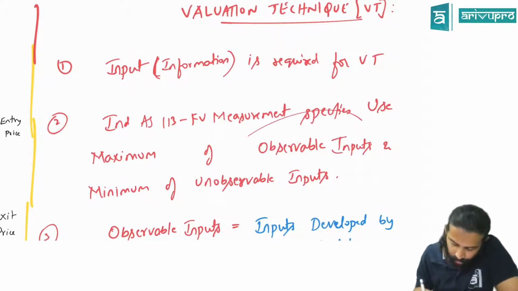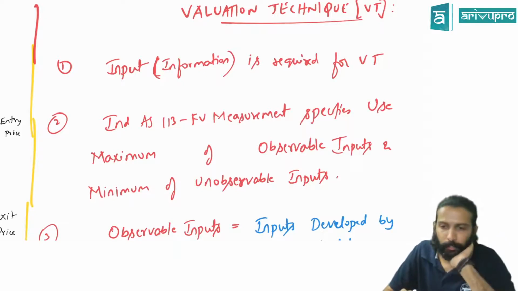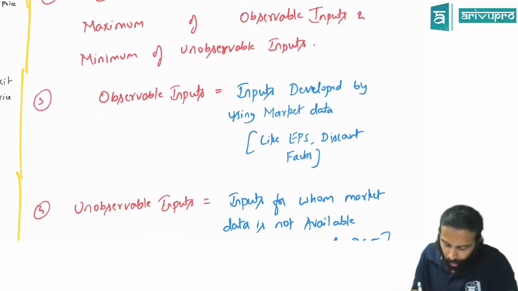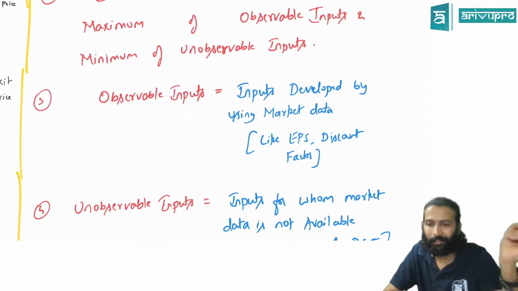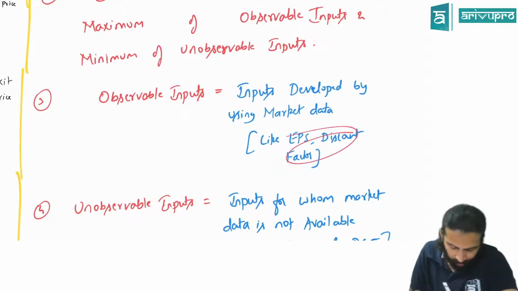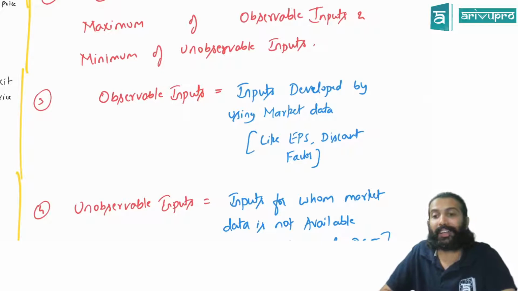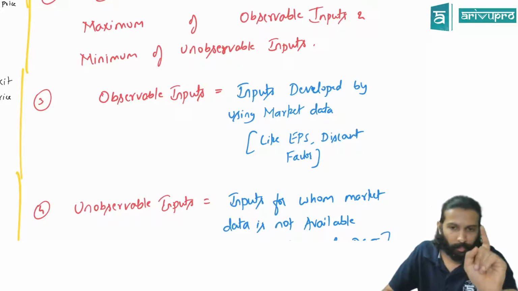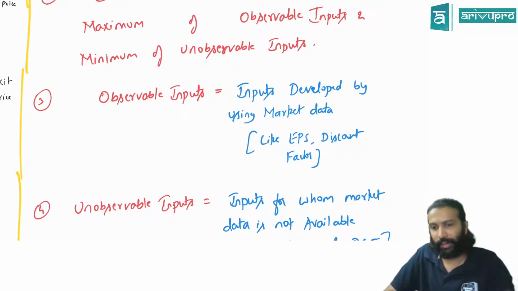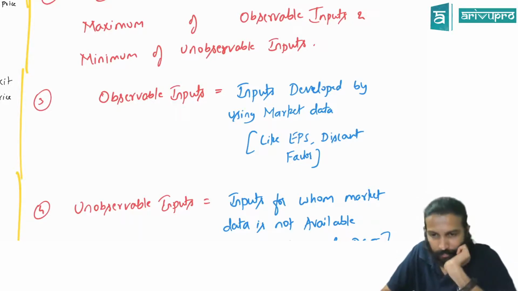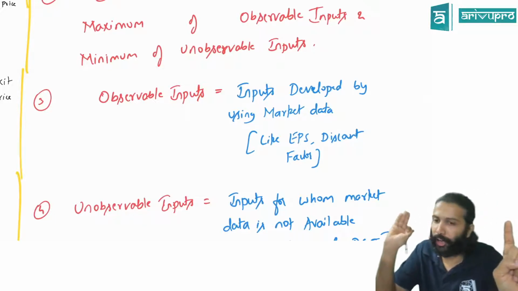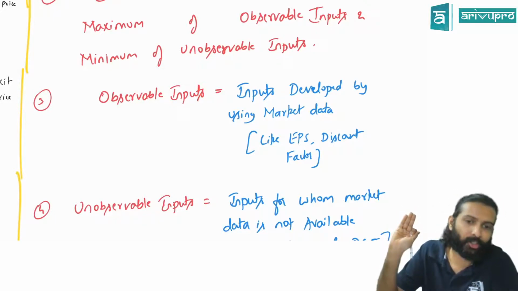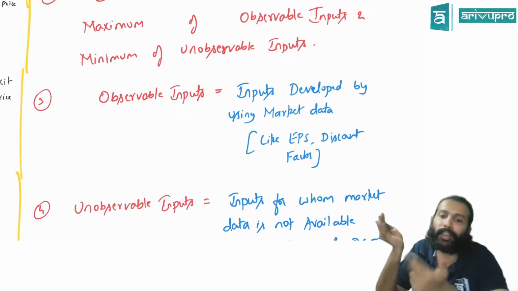What the standard says is you have to use a maximum of observable inputs and minimum of unobservable inputs. Observable inputs means those inputs for which we have market data, like discount factor or earnings per share. Normally when you're valuing a company, sometimes you use a price earning ratio. If the P/E ratio is 10, what does it mean? It means for 1 rupee of earning, the industry is ready to pay 10 rupees. Let's say your earnings is 50 lakh rupees. Then your enterprise valuation will be 50 lakh into 10, 5 crore.